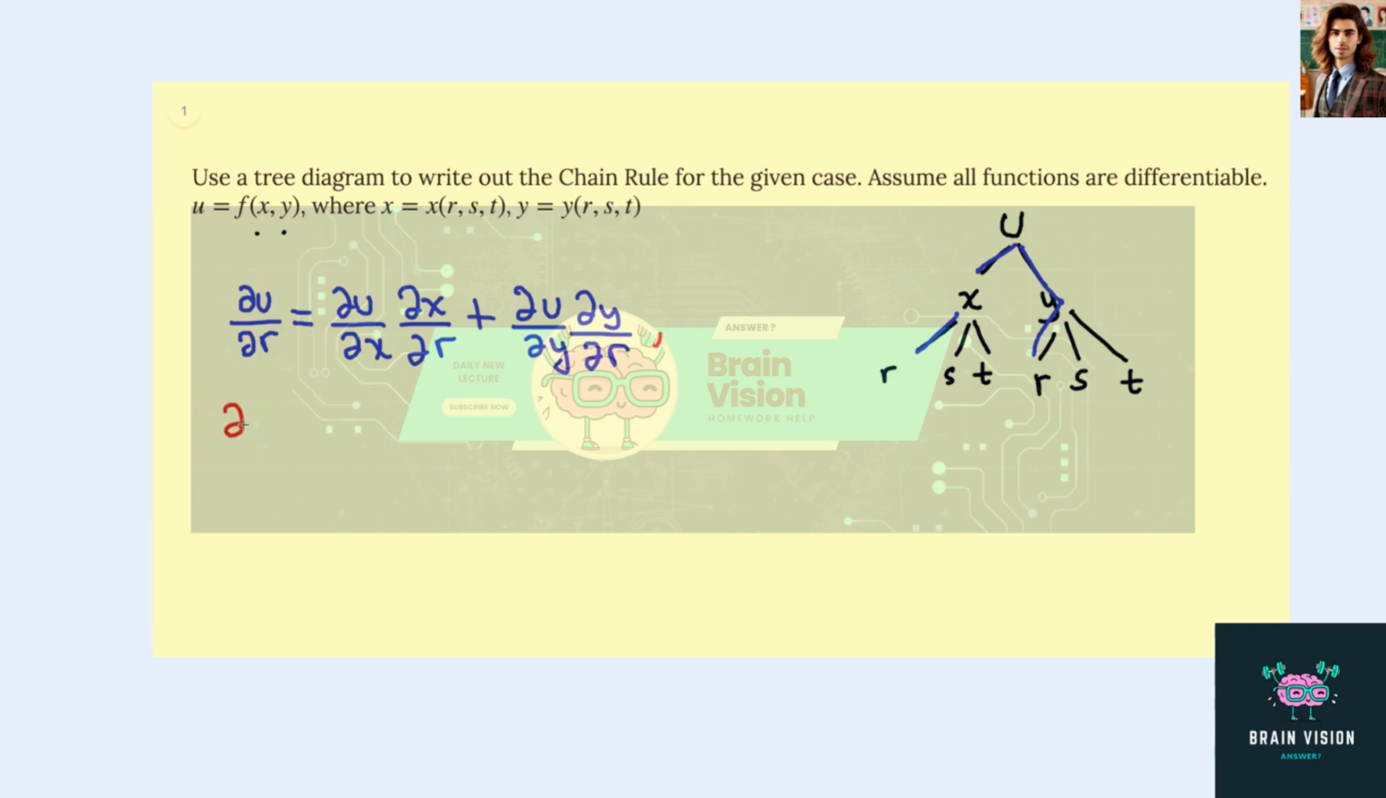The next one, du over ds. So how do we go from u to s? You go u_x, and then from x to s, or u_y, y to s. So we'll just add those two together.